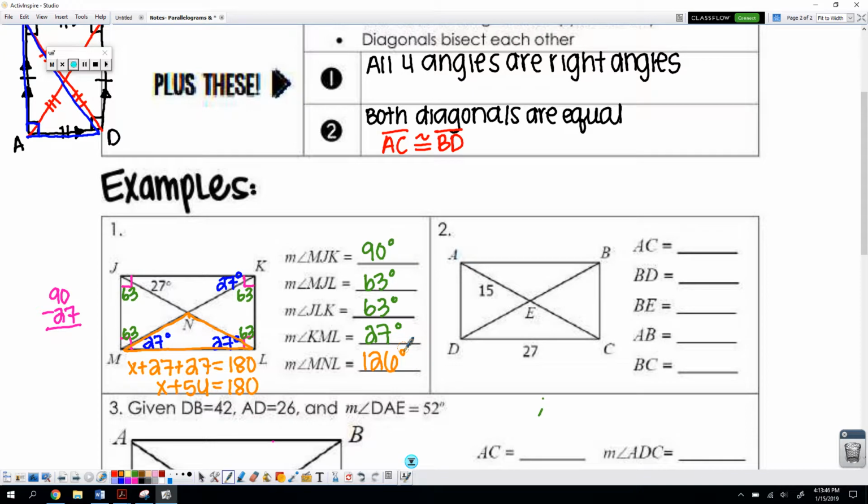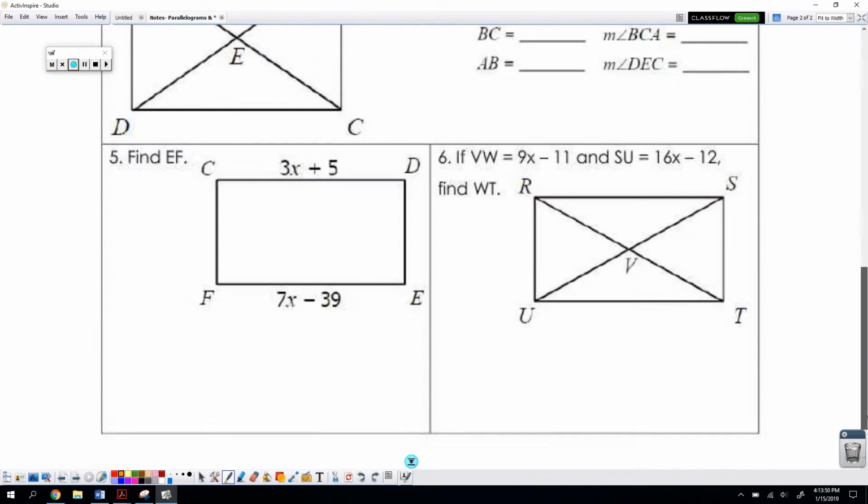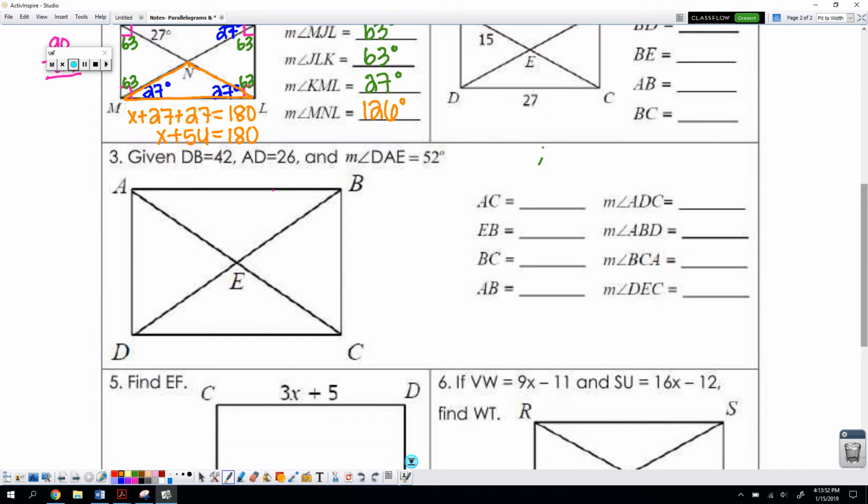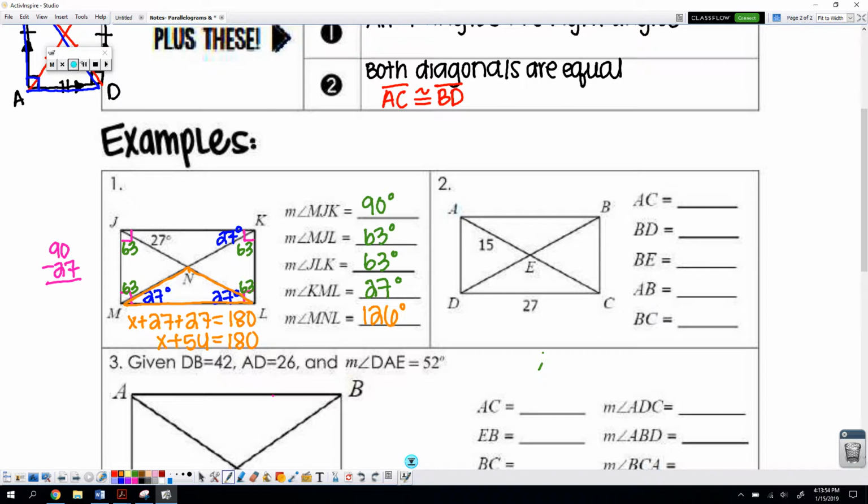Alright? So I'm going to pause and let's see what you can do about number 2. Let's see what you can do with number 2. So pause.